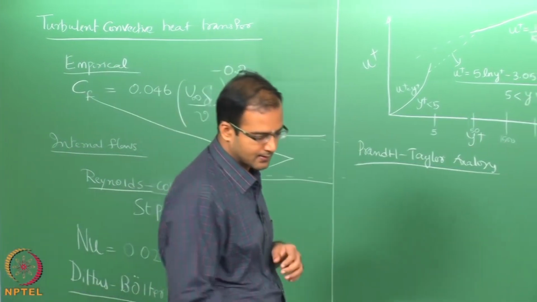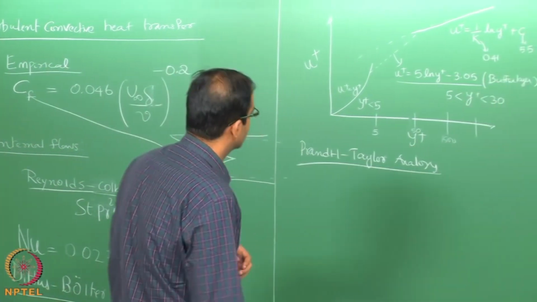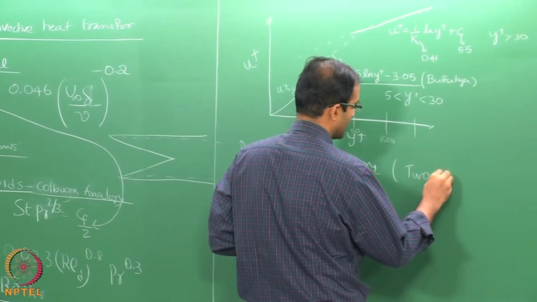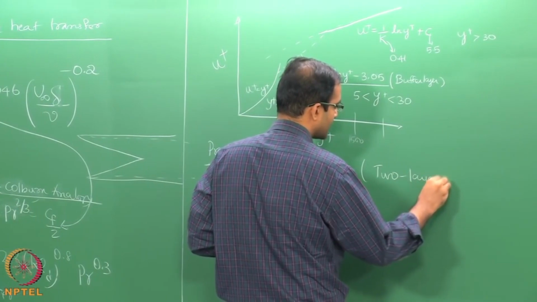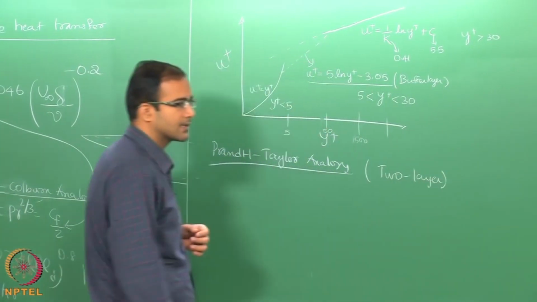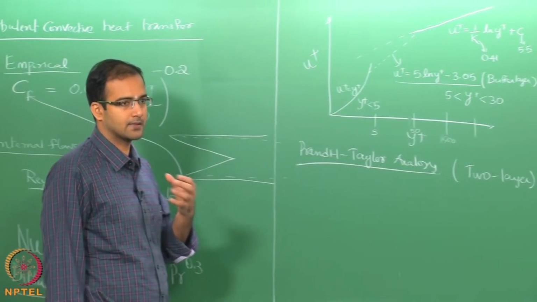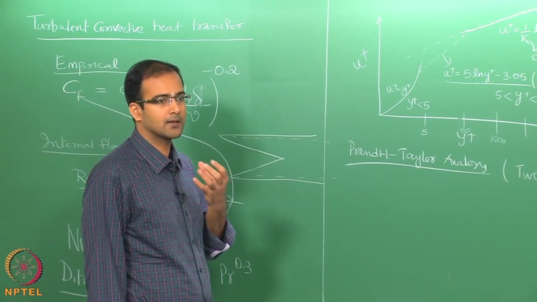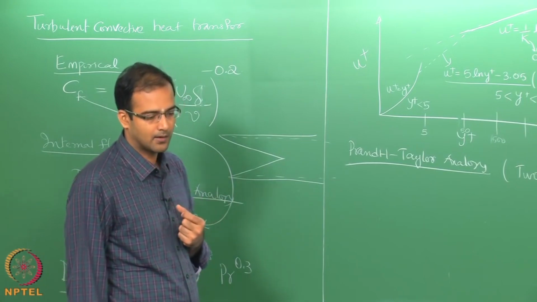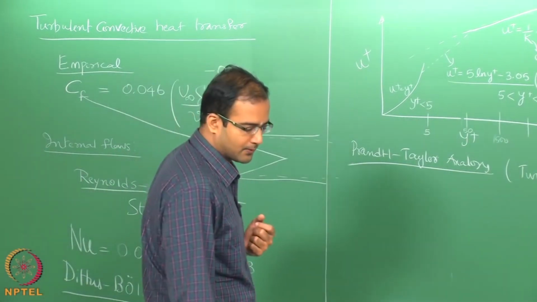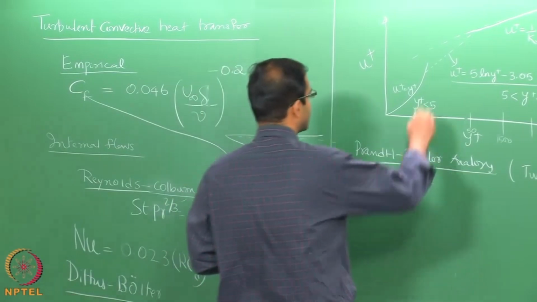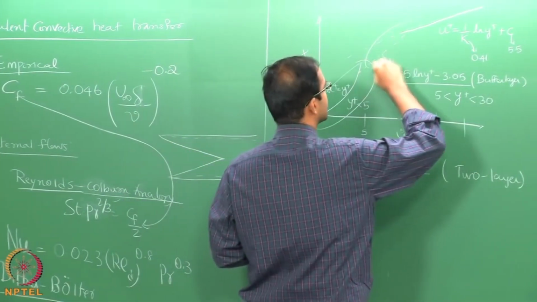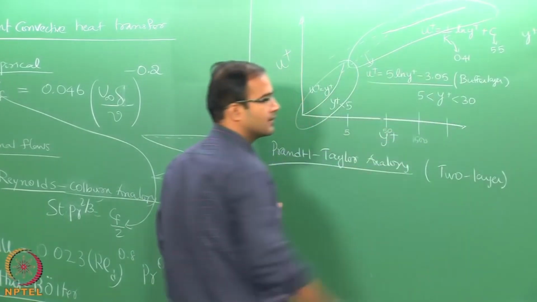In this case the point is that we assume a two layer model where the inner layer, which is the viscous sublayer, is also considered, which is the important thing. The molecular diffusion has to be dominant near the wall, it cannot be ignored. Therefore, we consider the viscous sublayer and we consider the rest of the boundary layer to be turbulent.